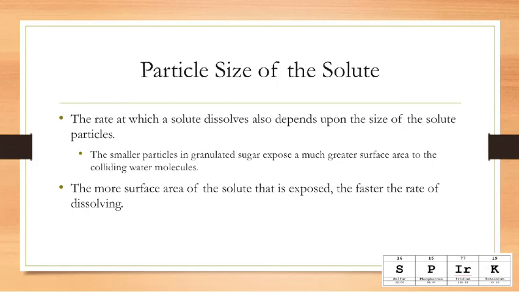The rate at which a solute dissolves also depends upon the size of the solute particles. The smaller particles in granulated sugar expose a much greater surface area to the colliding water particles. The more surface area of the solute that is exposed, the faster the rate of dissolving.